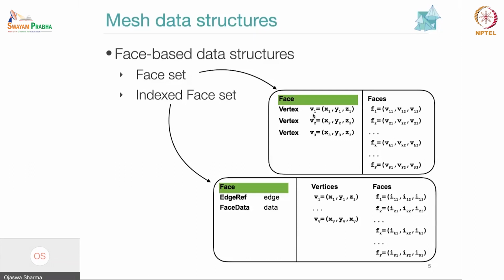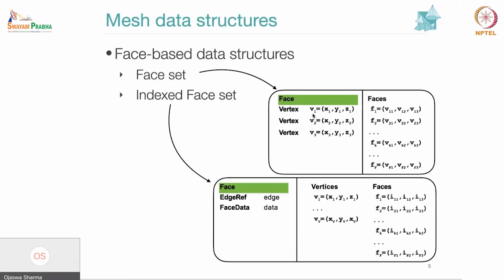The next in line is the indexed face set, in which we store some topological information, and that information is usually sufficient to quickly build the topology, but the topology is not explicitly stored here. So let me tell you what this data structure is.